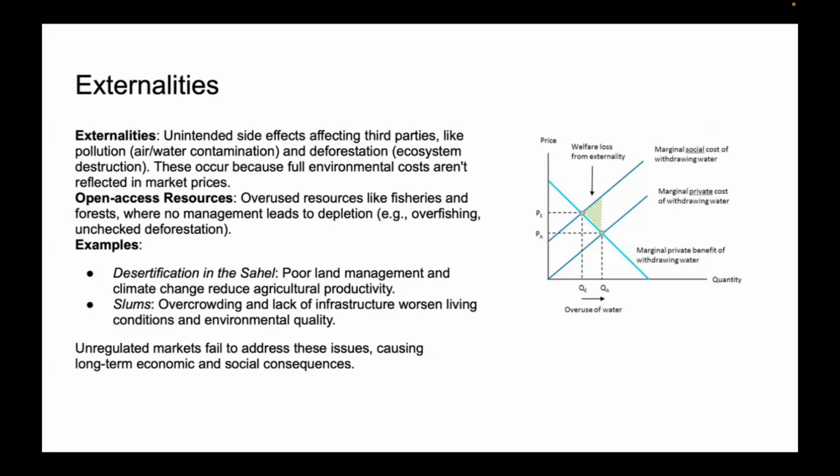An example of this is the desertification in the Sahel region, a region in Africa where poor land management and climate change have led to the expansion of desert areas, diminishing agricultural productivity and displacing communities. In urban centers, we see the growth of slums, where overcrowding and a lack of infrastructure create poor living conditions, and the environment suffers from unmanaged waste and air pollution. These examples show how unregulated markets can fail to address the depletion of resources or pollution, resulting in long-term economic and social consequences.